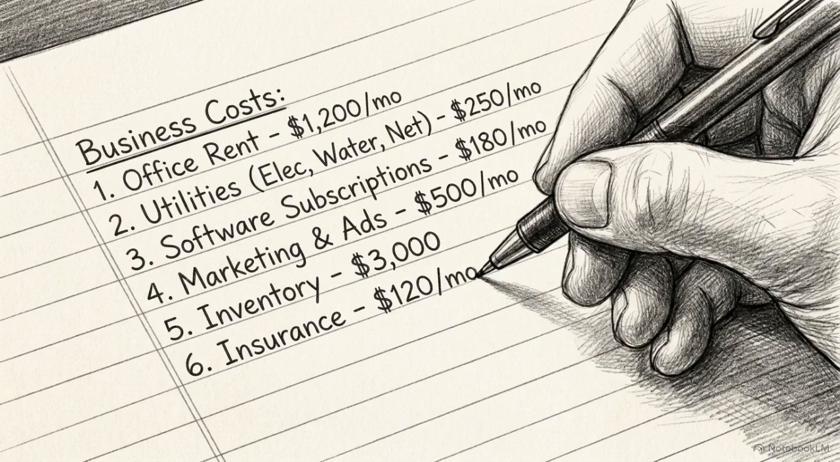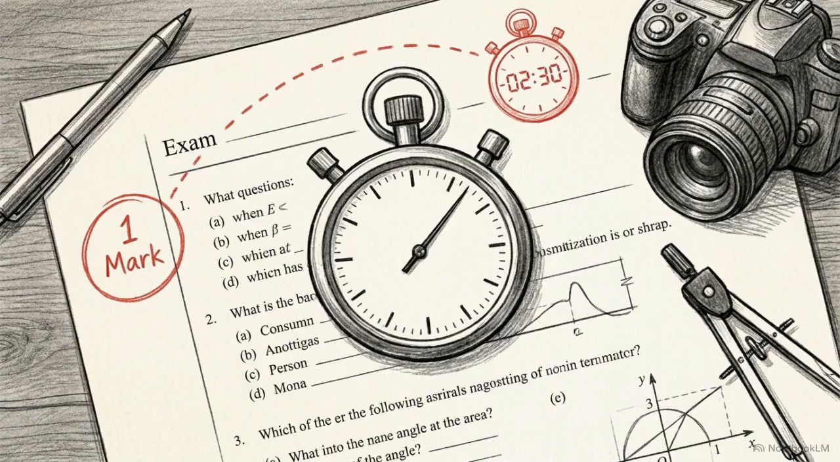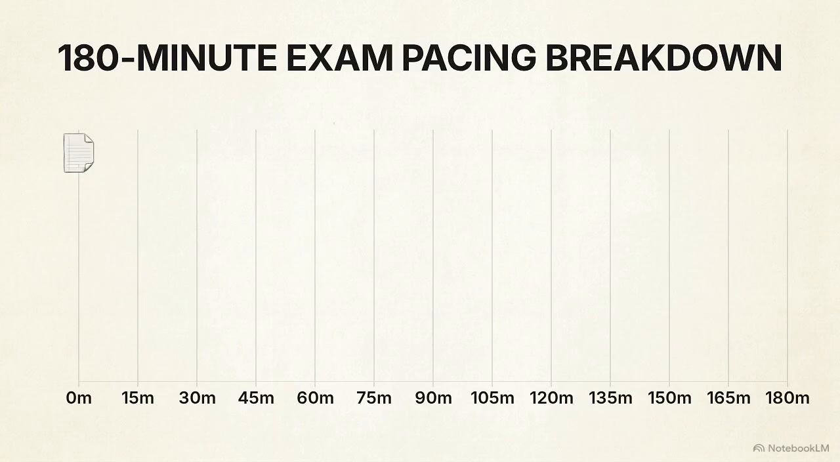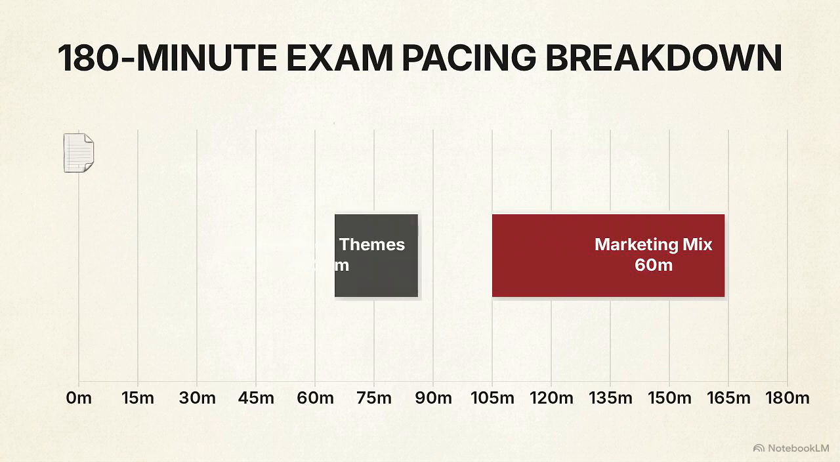Step 1 in managing the 3 hours is establishing your base rate. As a general rule, you want to allocate about 2.5 minutes of effort for every mark available on the paper. This ratio tells us exactly where to spend our energy. You'll need a full 60 minutes dedicated to your marketing mix and another 30 to 40 minutes mapping out the key themes from your research.